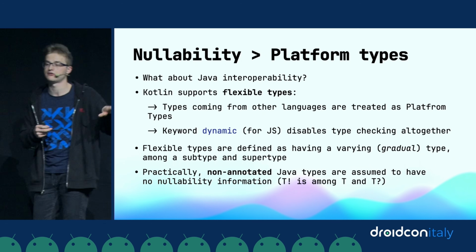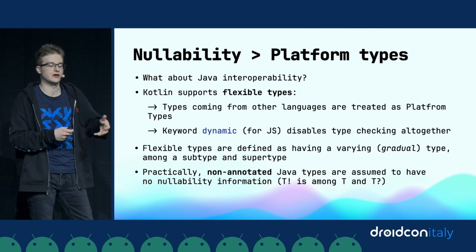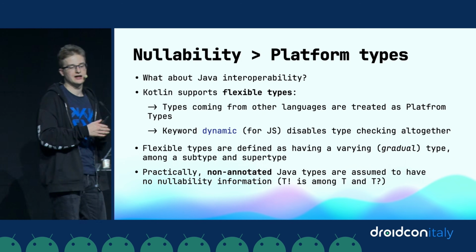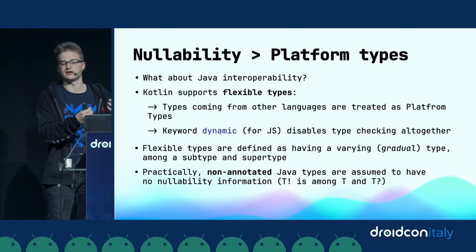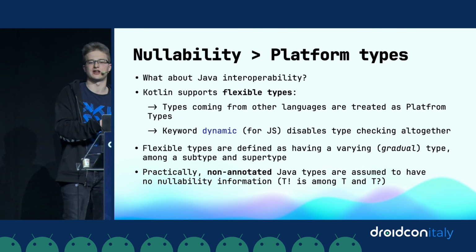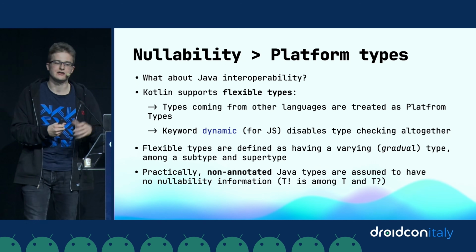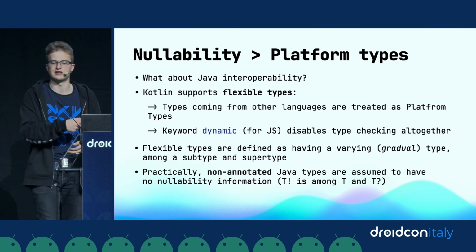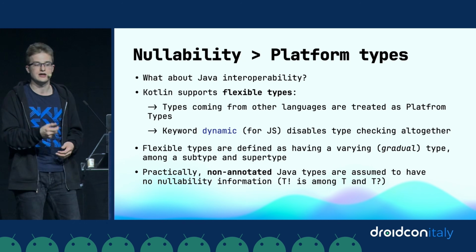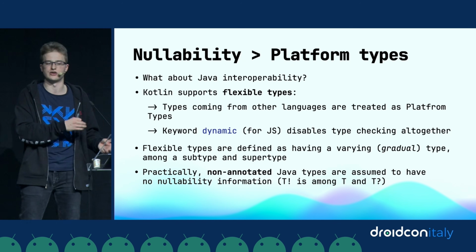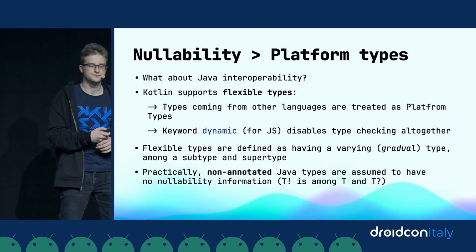It has gradual typing, a language feature which is implemented with platform types, meaning that any type coming from Java which is not annotated is between the type itself and the type itself but nullable, which gives you a range. And that is also implemented using the dynamic keyword for Kotlin JS. It is the same feature, and it basically disables type checking for that variable.